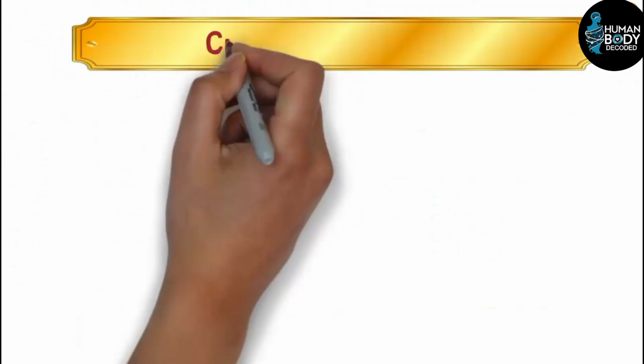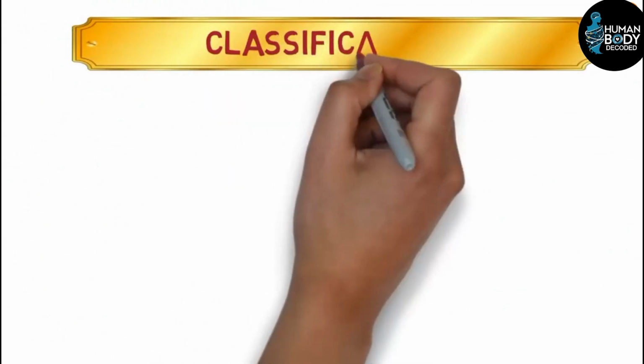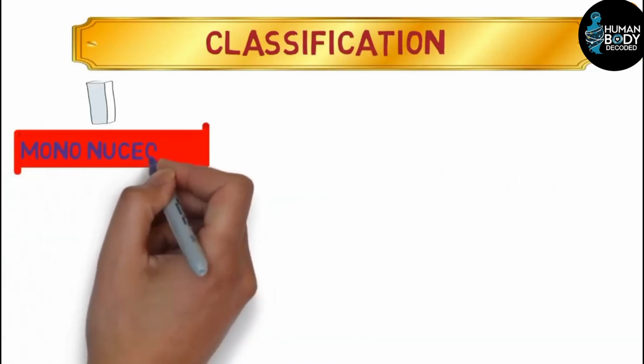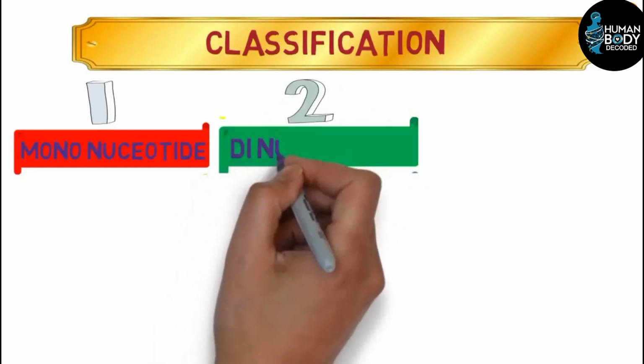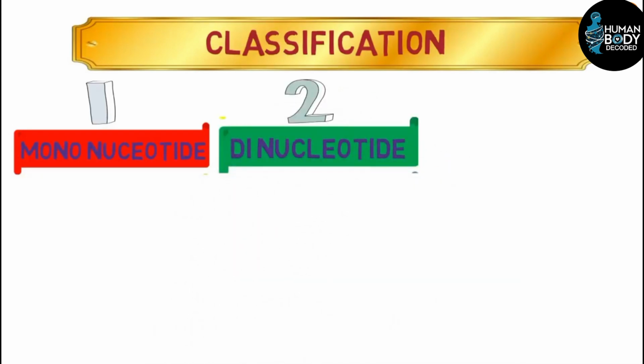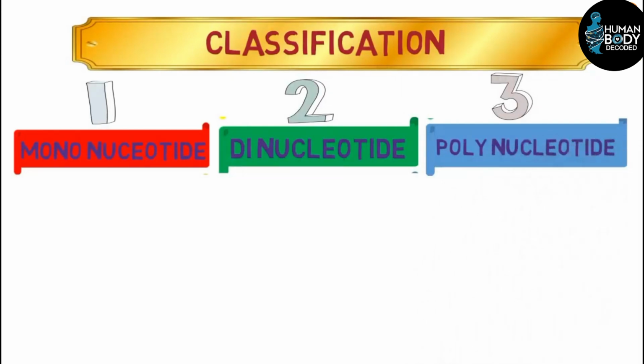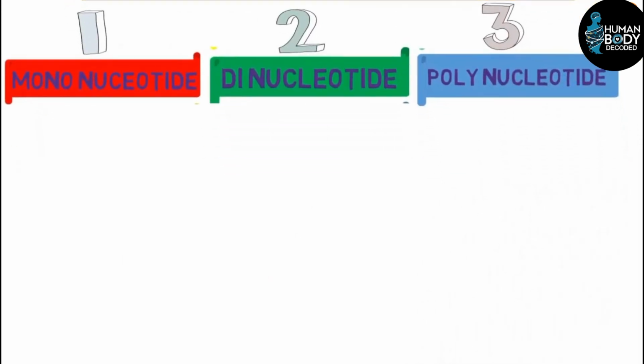Now we come to the classification of nucleic acids. The first classification is mononucleotides. Then the second classification is dinucleotides. The third classification is polynucleotides. Let us study these one by one.